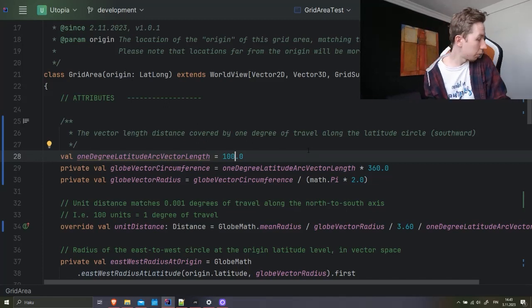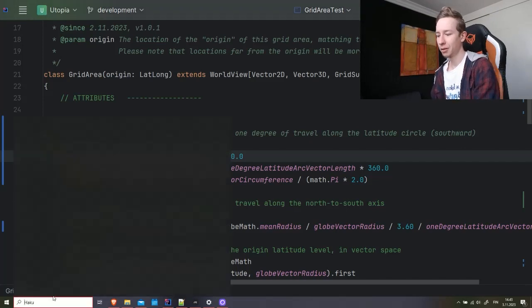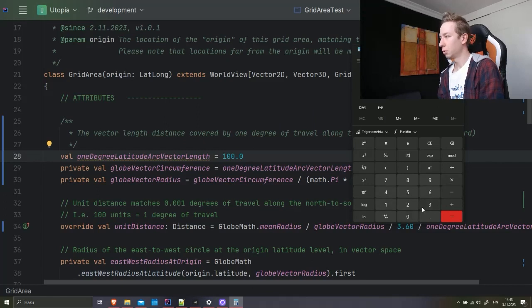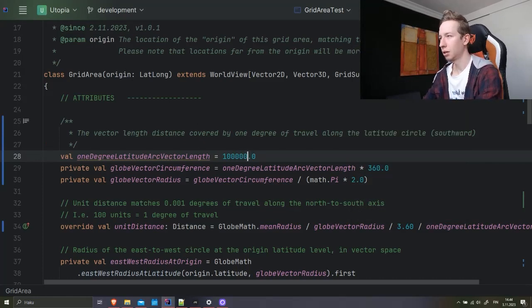What's 100 times? I guess we need the calculator here. So 100 times 360, 36,000. That's not too much. Maybe we want to make it nice, a million, you know. So let's do 10,000 times 360. Yeah, I like that number. So 10,000.